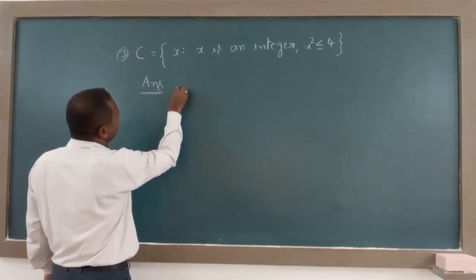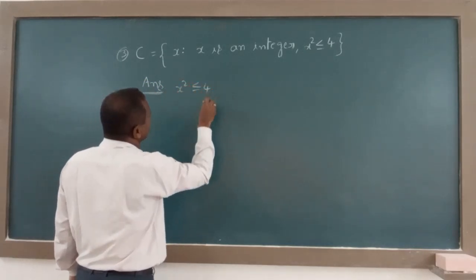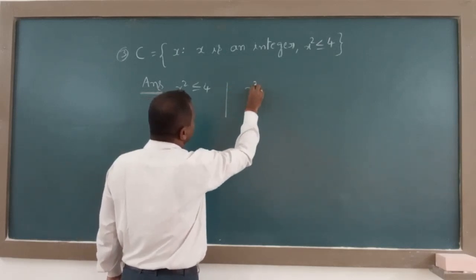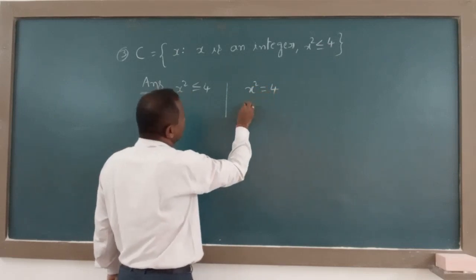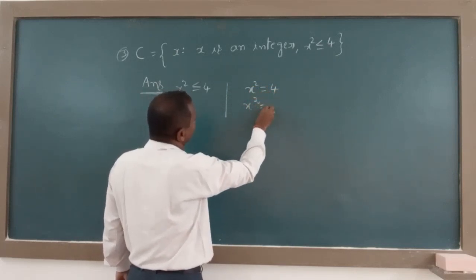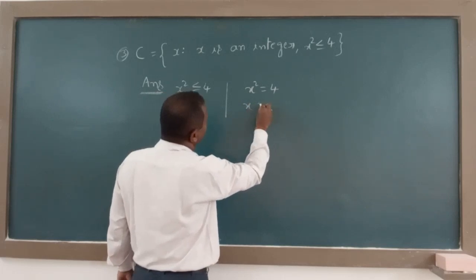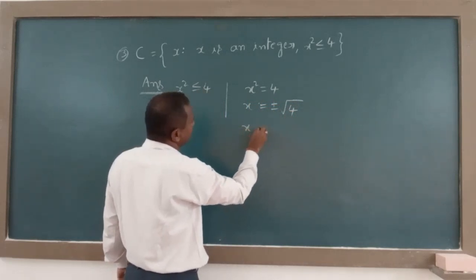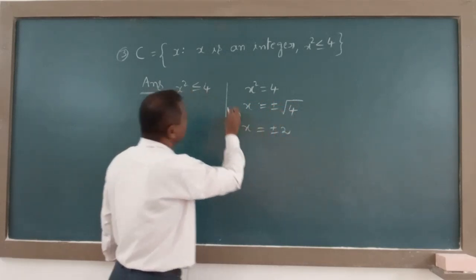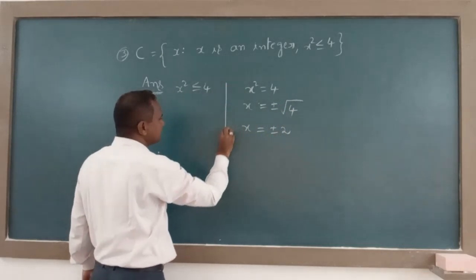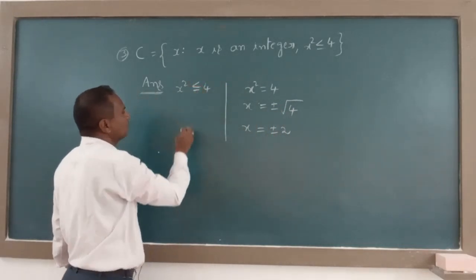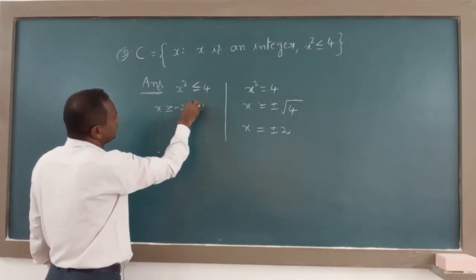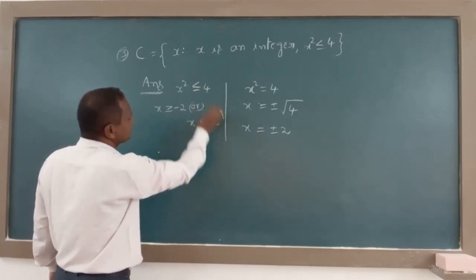They mentioned here x square less than or equal to 4. That means, outside, you just consider x square is equal to 4. Then x is equal to plus or minus the square root of 4, so we get x is equal to plus or minus 2. But here one more inequality is there. The inequality means x value is greater than or equal to minus 2, or x value is less than or equal to plus 2.